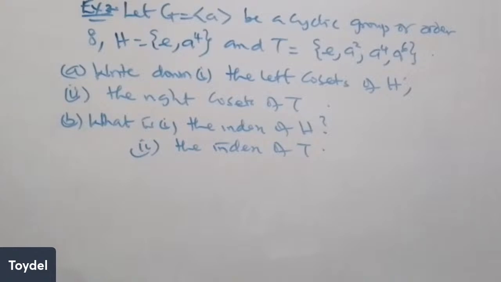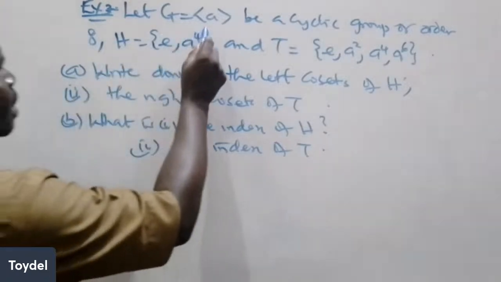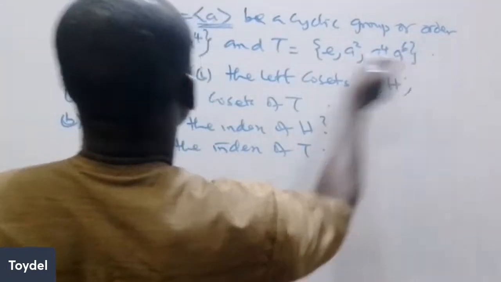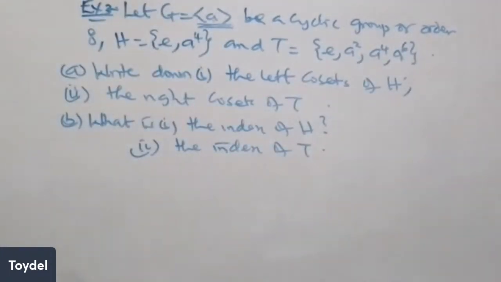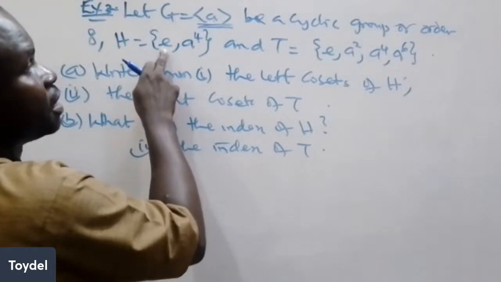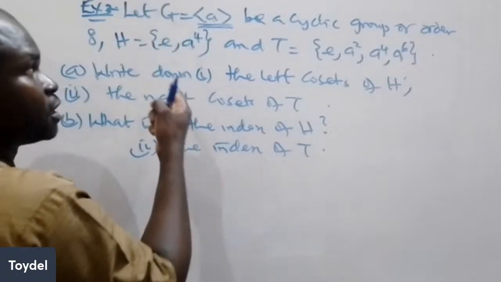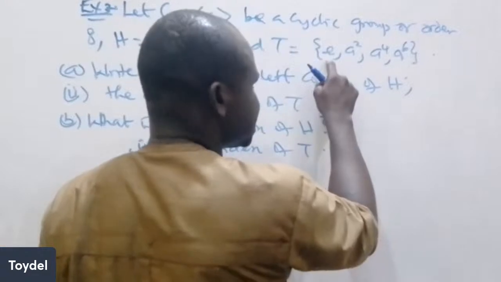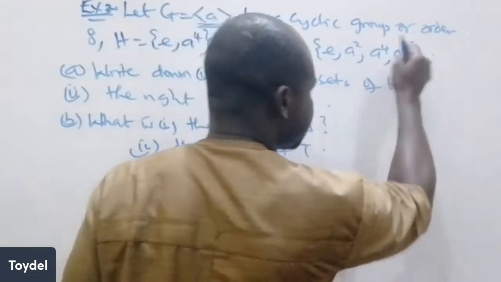Look at G. Let G, where A is a generator, be a cyclic group of order 8. We are going to see the implication now, so please concentrate. You understand the generator that I've been talking about. In this order, H is given as E, the neutral element, the identity element. It could be A raised to 0, which is 1. H is E and A4, and T is given as E, A squared, A4, and A raised to 6.